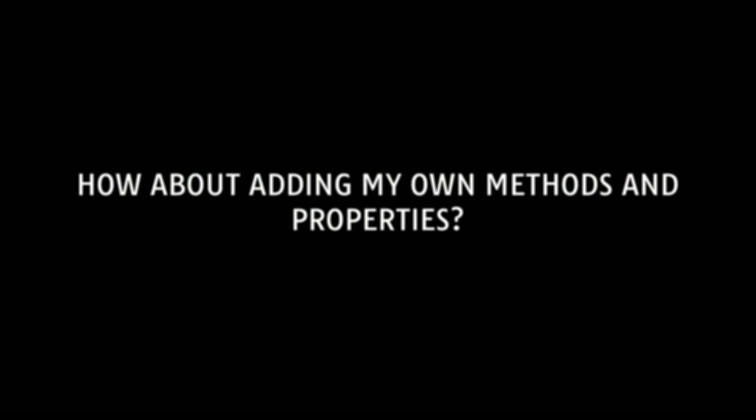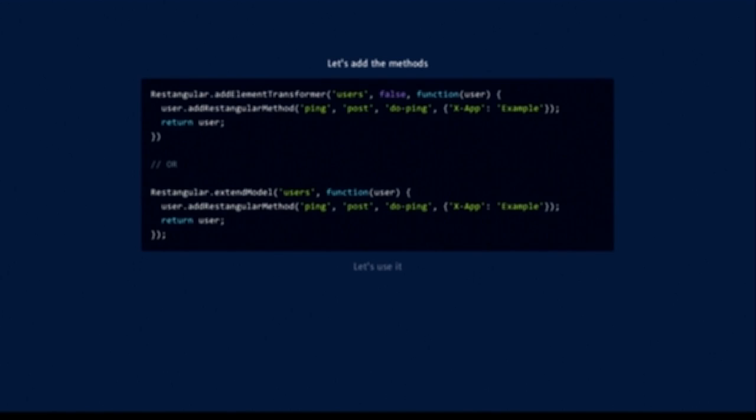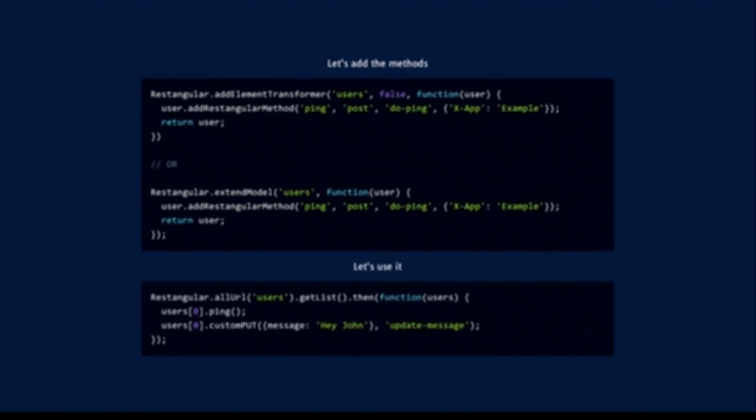So another thing that is important is once I receive a user, a car, or whatever, I want to be able to add new methods, new properties to those entities, because we want to interact with it and we want to give it behavior. So for that, Restangular has two hooks. It's add element transformer or extend model, which is actually a shortcut.